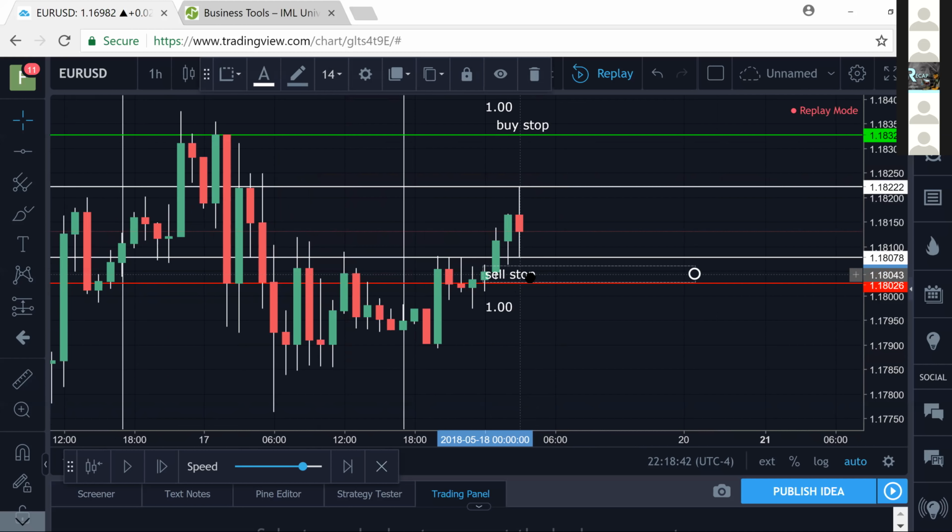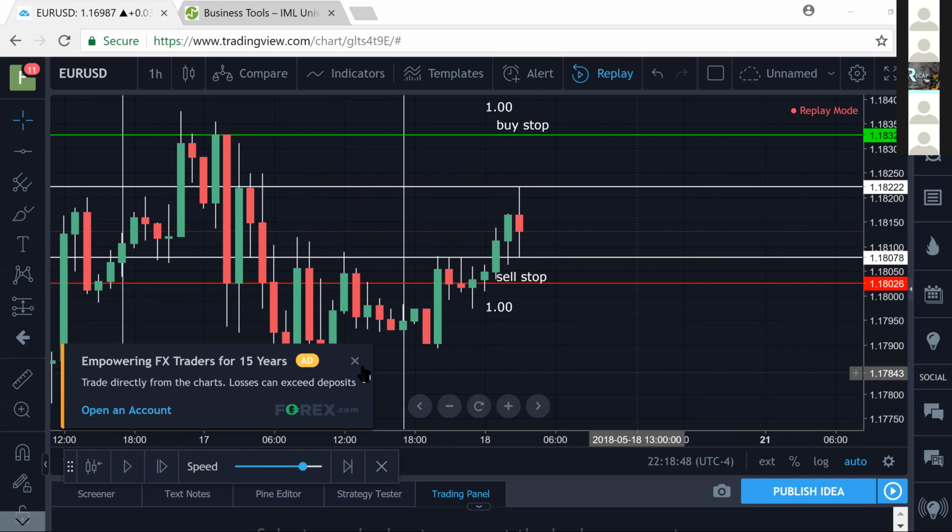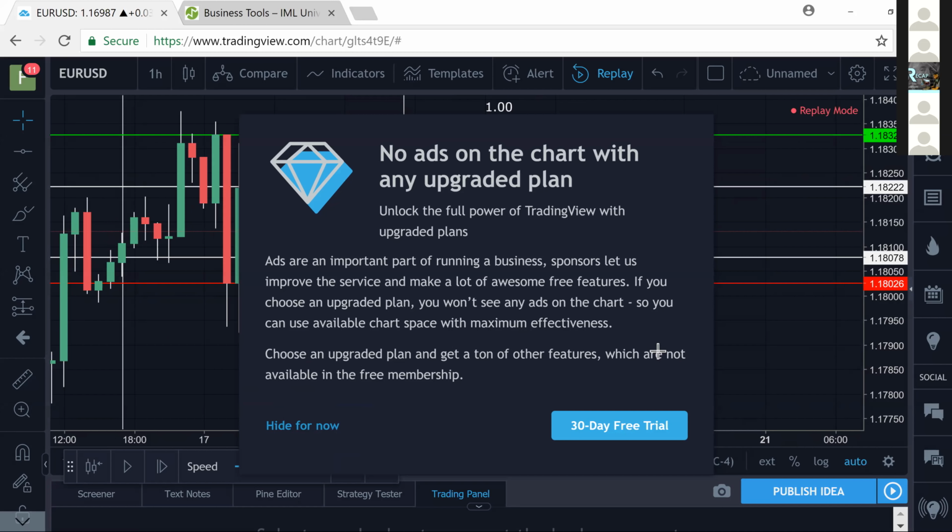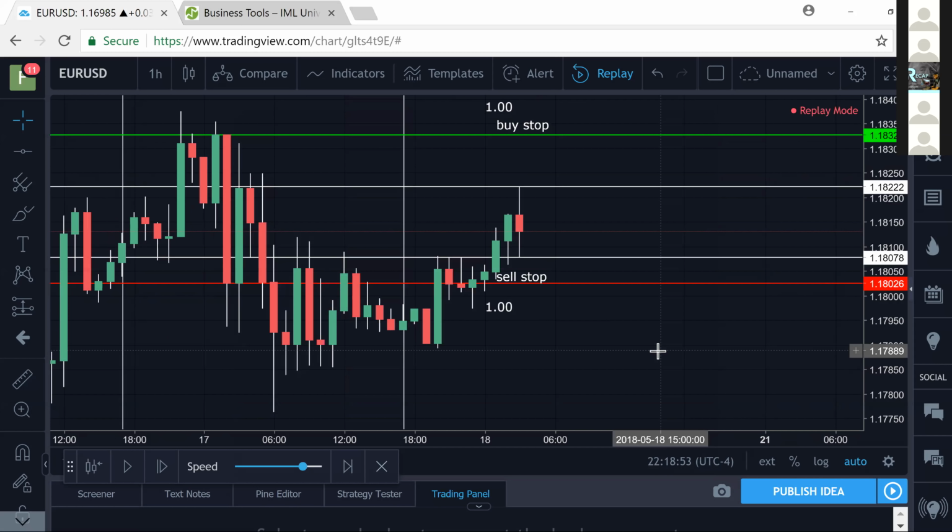Perfect. Go ahead. So first we find the 3 a.m. candle. We find the high of that candle and the low of that candle. Measure 5 pips down and you put your sell stop, 10 pips up and you put your buy stop.